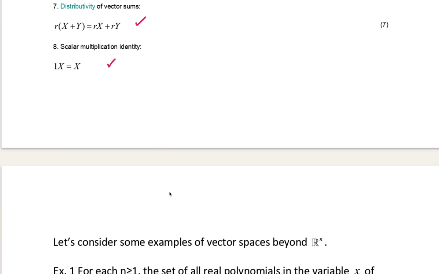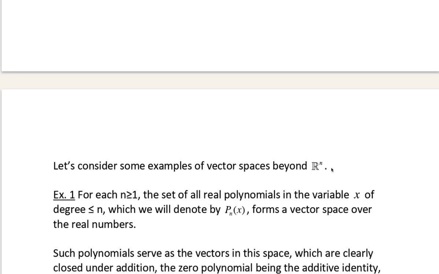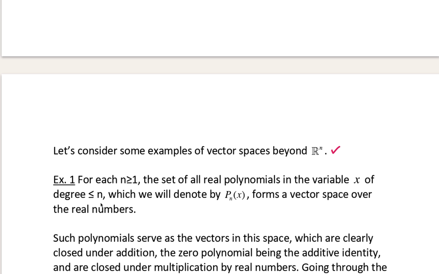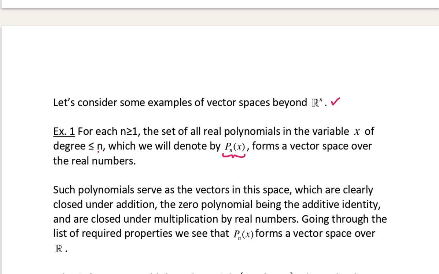Let's talk about some other examples besides Rn then. For each n greater than or equal to 1, I'm going to talk about the set of all real polynomials in the variable x of degree less than or equal to n. I'll denote it by P sub n of x. This forms a vector space over the real numbers. What are the vectors in this space? The vectors in this space are the polynomials themselves, the scalars being the real numbers.